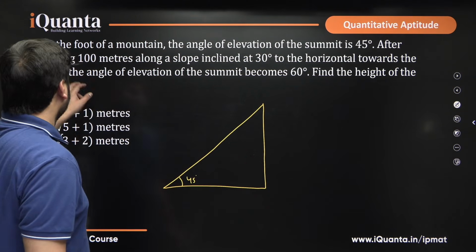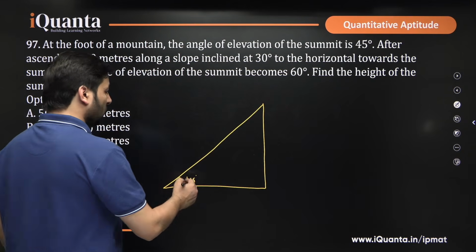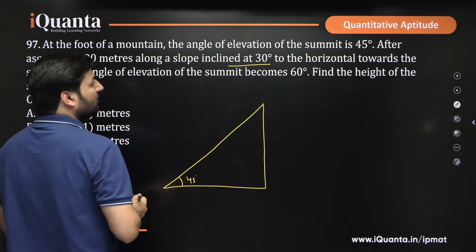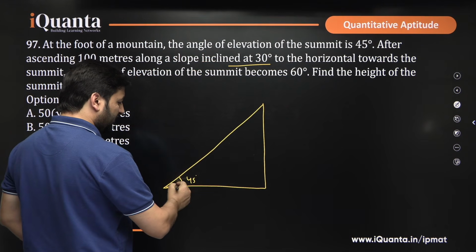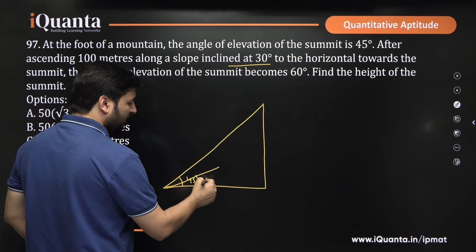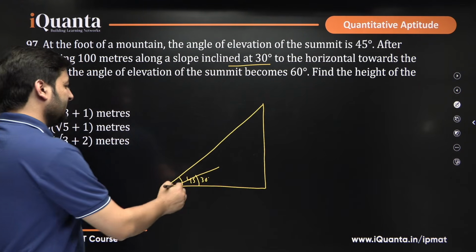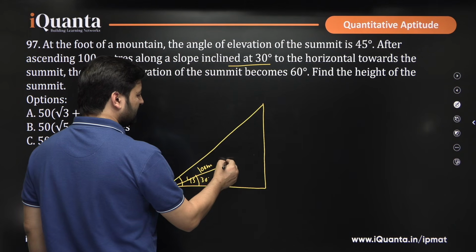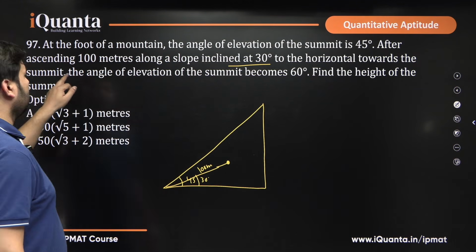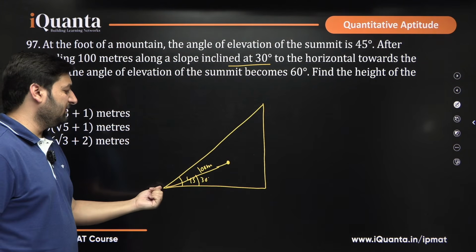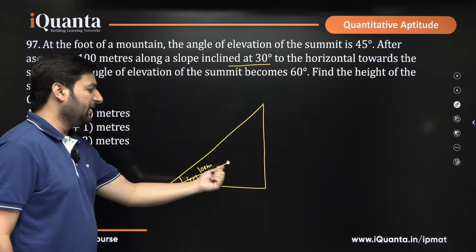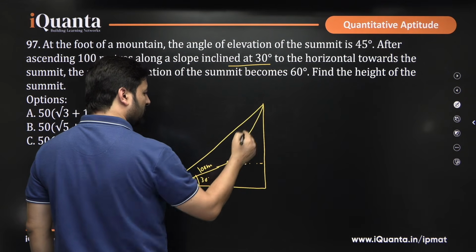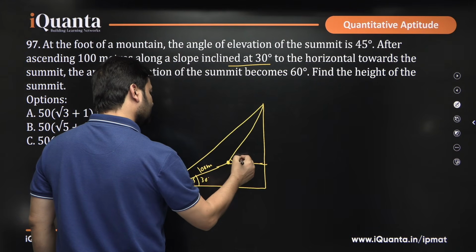After ascending 100 meters along a slope, now there is a slope of 30 degree inclined to the horizontal. With the horizontal, if you make an angle of 30 degree, it would be like this, and you are moving up the slope, and you ascended 100 meters. Suppose he started from here, inclined at an angle of 30 degree, did 100 meters, and came here. From this point onwards, the angle of elevation with the top is 60 degree now. This is what the question says.